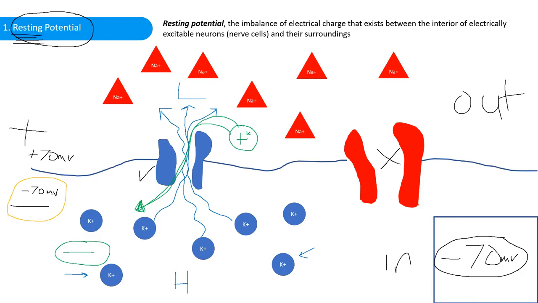Another feature is that inside the cell there are negatively charged proteins, which also gives it a less positive charge, if you like. And there are also chloride ions going in, etc. But that's essentially the main features of the resting potential. In summary, if you don't get anything other than that, the inside of a cell membrane, particularly a nerve, is less positive than the outside, and the general measurement is minus 70 millivolts.